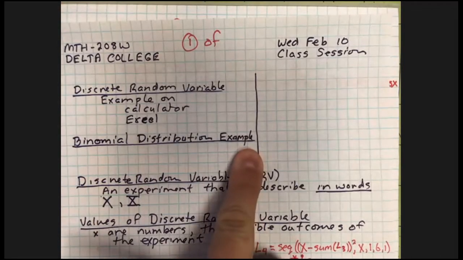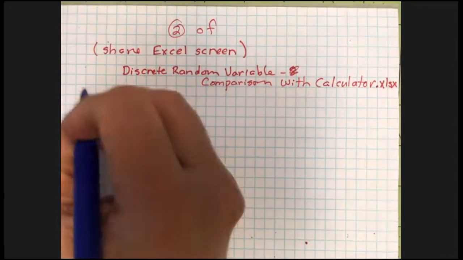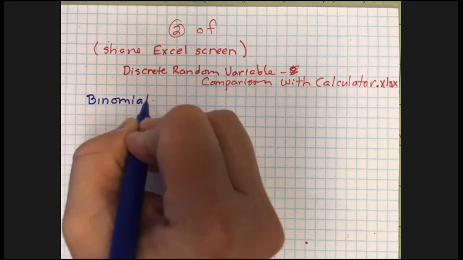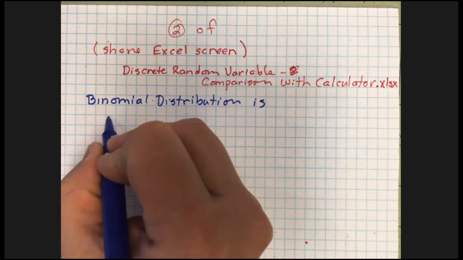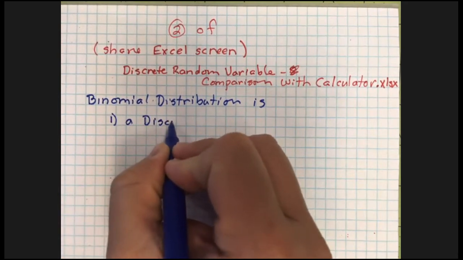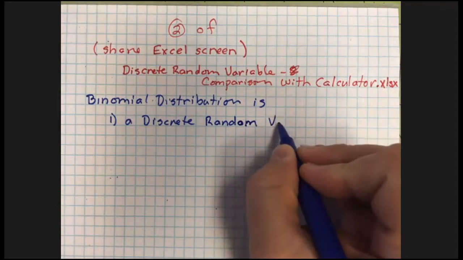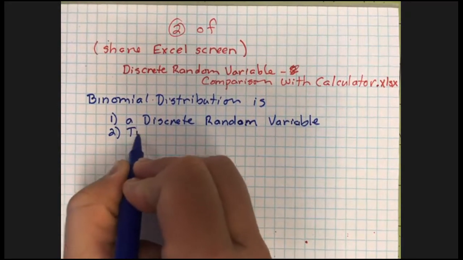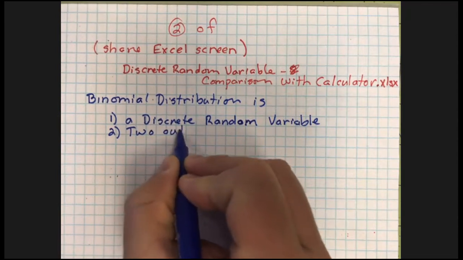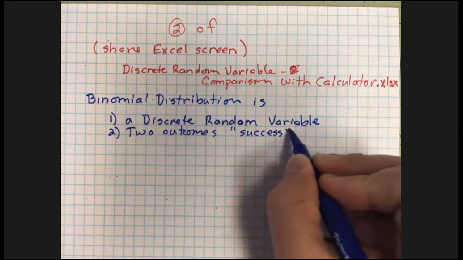a binomial distribution. A binomial distribution. And this is specifically related to your second homework problem this week. So try this out. A binomial distribution is a discrete random variable, just like we did a second ago, but it's got two more special properties. It has just two outcomes. And the outcomes are called success and failure.